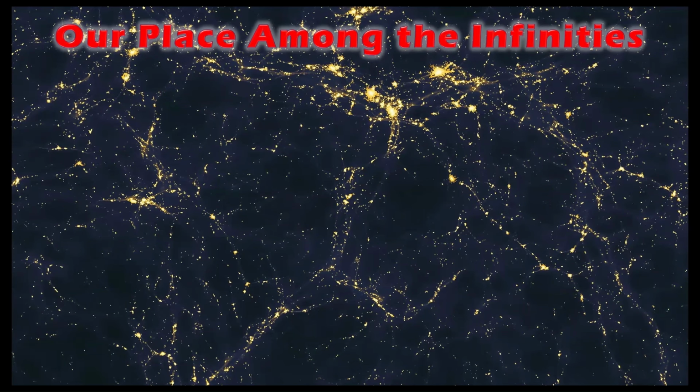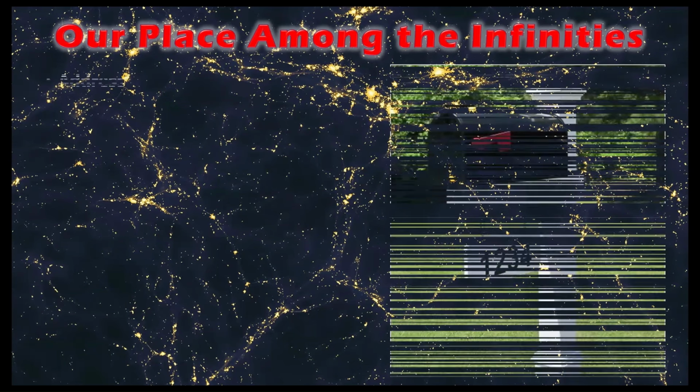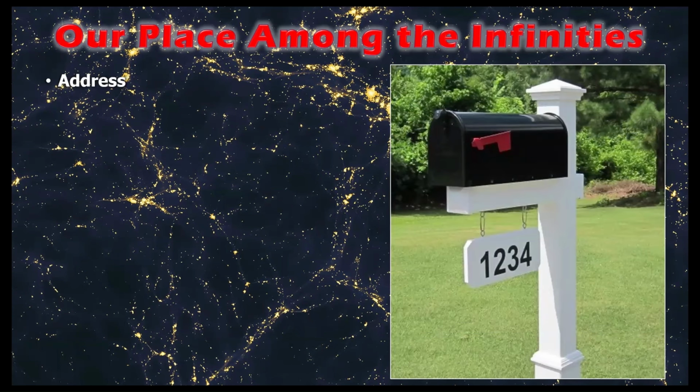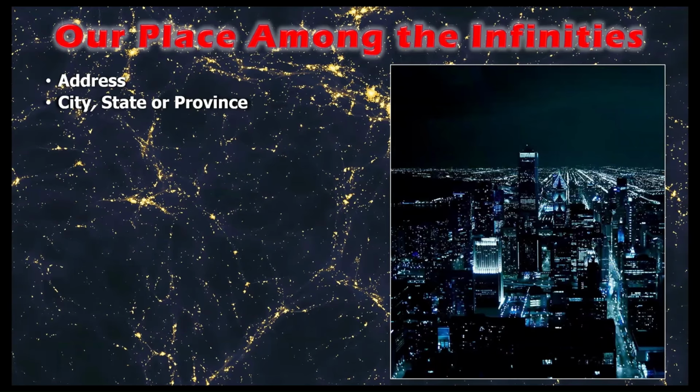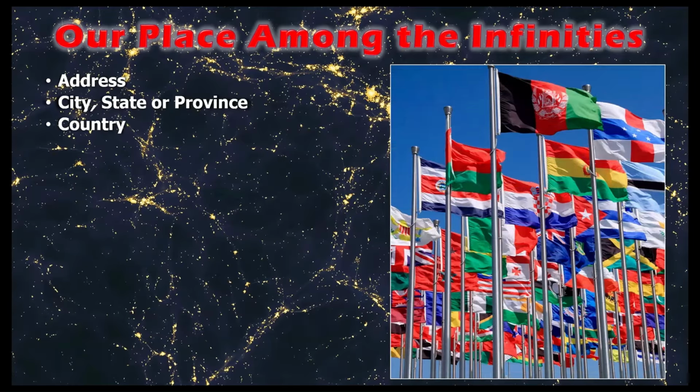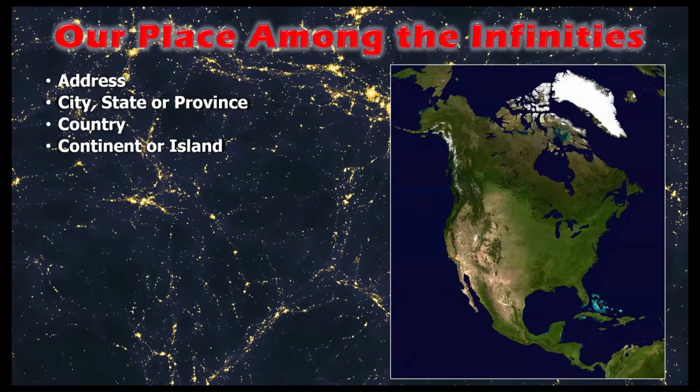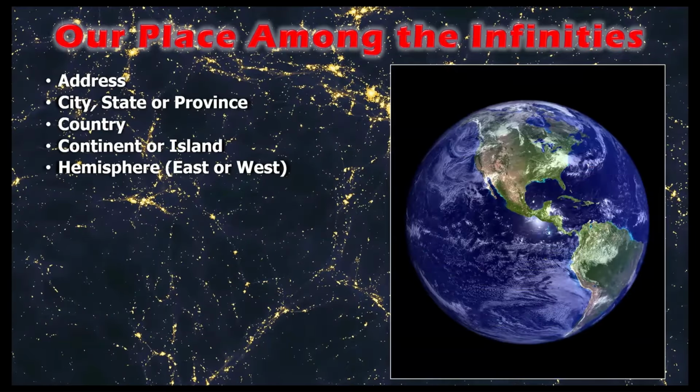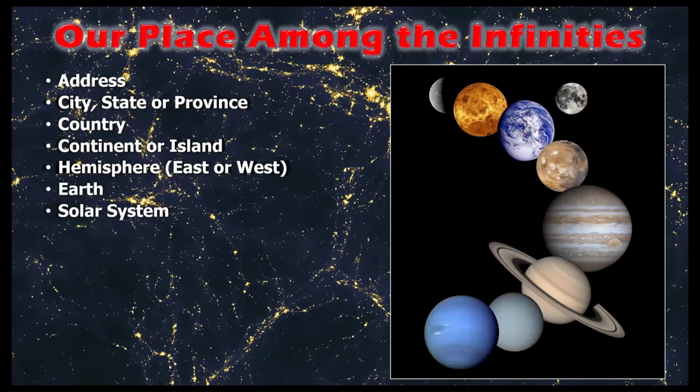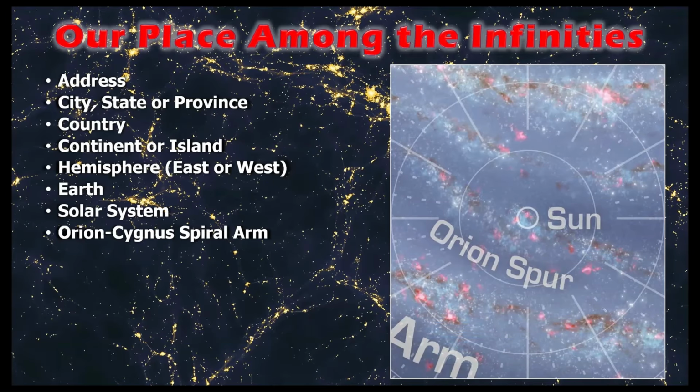So you can put your name at the top if you want, then your address, your city, state, or province, your country, your continent or island that you live on, your hemisphere, east or west. So some of us may differ on that. The one thing we all have in common is we live on Earth, which is in the solar system, which is part of the Orion arm or the Orion Cygnus spiral arm.